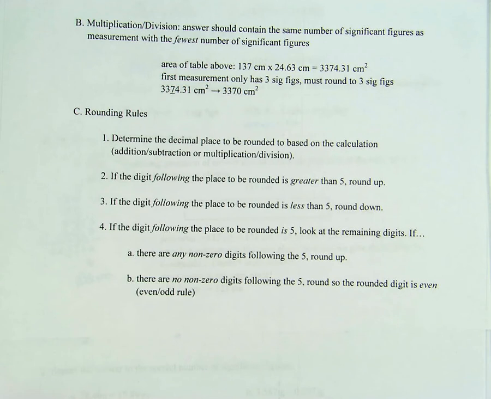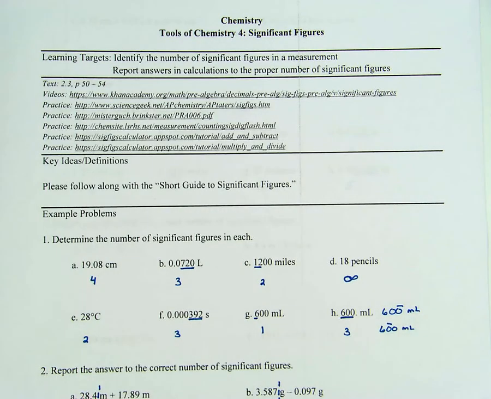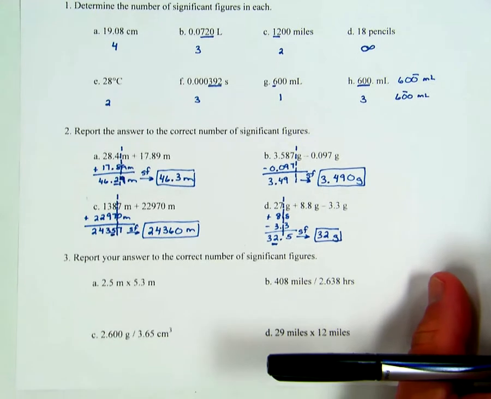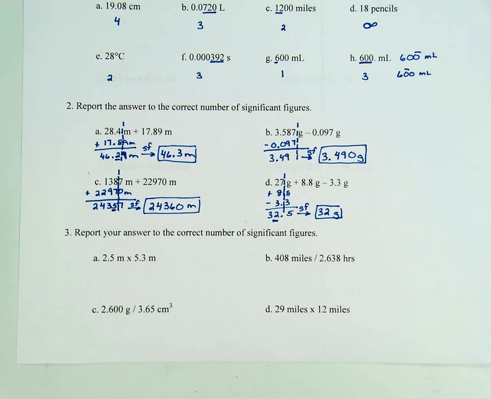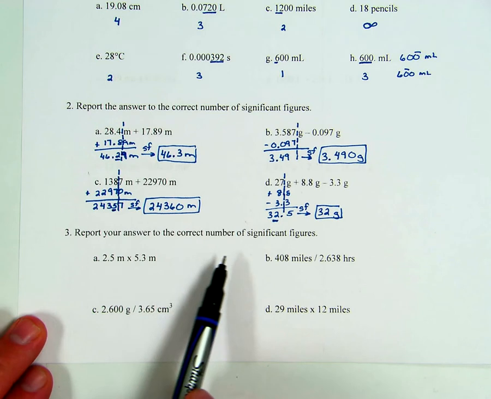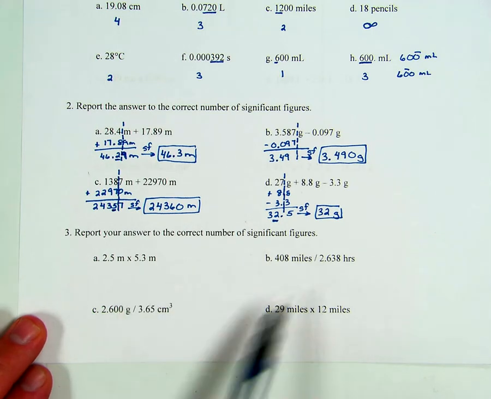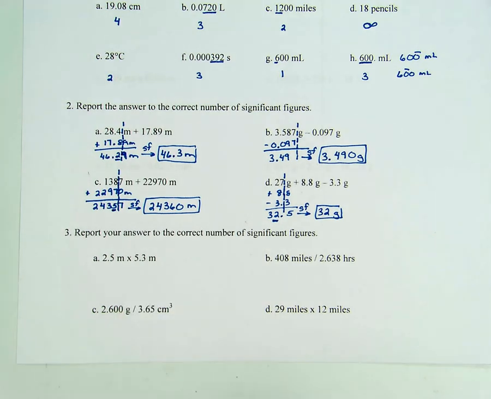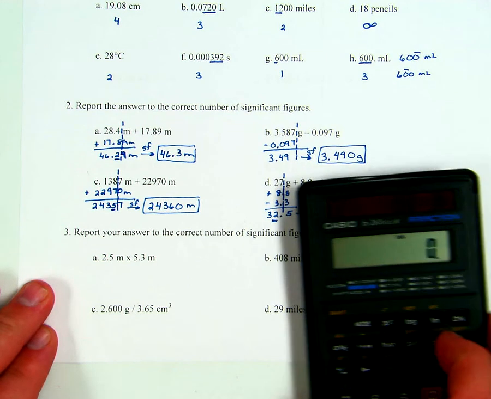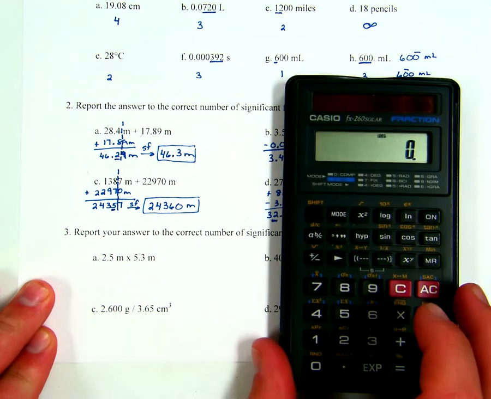All right, let's go back to the notes page then, and we'll take a look at the examples. This is at the bottom of the first page there. We're asked to report your answer to the correct number of significant figures. Notice all these here are either multiplication or division. Alright, so again I'll show you my calculator here as I do this.